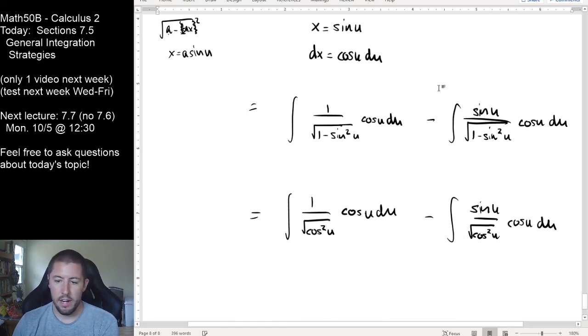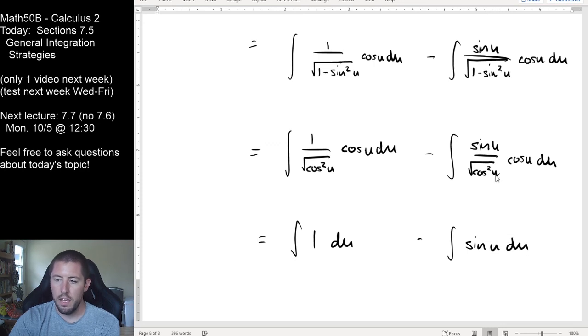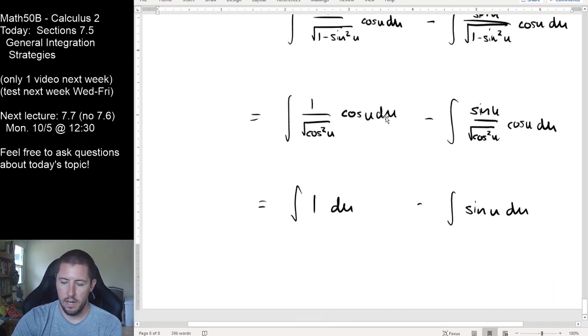And notice what's happening here. The square root of cosine squared is cosine. 1 divided by cosine times cosine. This is literally the integral of 1 du. That worked out about as nice as it ever could. Similarly, you should notice that this is the same thing, just with a sine u du. This is divided by cosine, this is times cosine, they cancel right there. So that actually worked out excellent for us, and we're actually done.